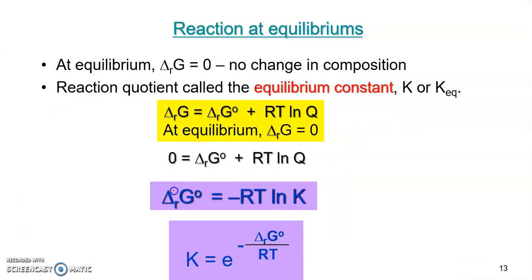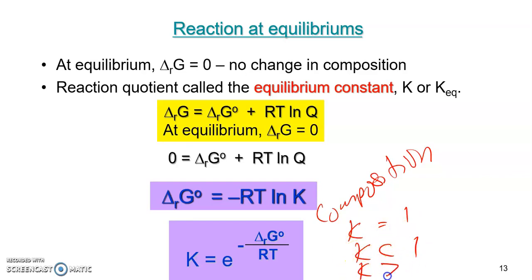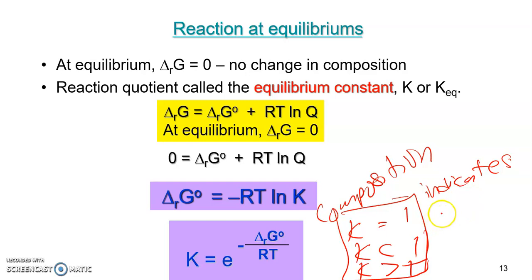And once we get the equilibrium constant, we can predict the composition of any reaction. So for example, we have K equal to 1, K less than 1, and K more than 1. Each of these values indicates what kind of reaction it is.